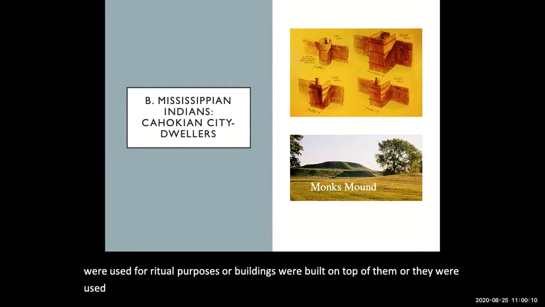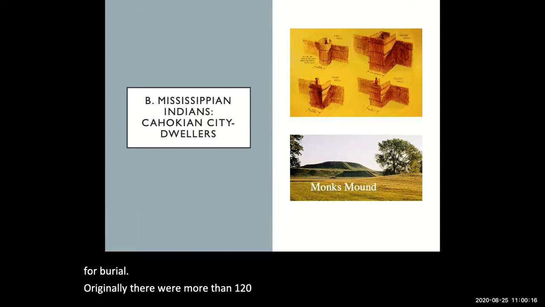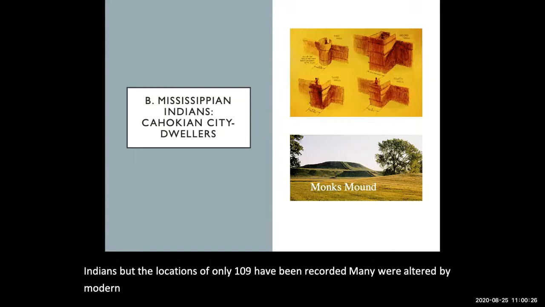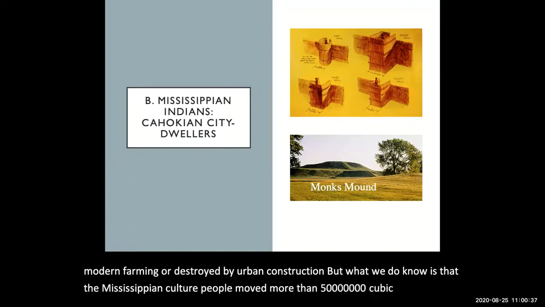Originally, there were more than 120 mounds that were built by the Mississippian Indians, but the locations of only 109 have been recorded. Many were altered by modern farming or destroyed by urban construction. But what we do know is that the Mississippian culture people moved more than 50 million cubic feet of earth just for mound construction alone, and they did this all by hand.